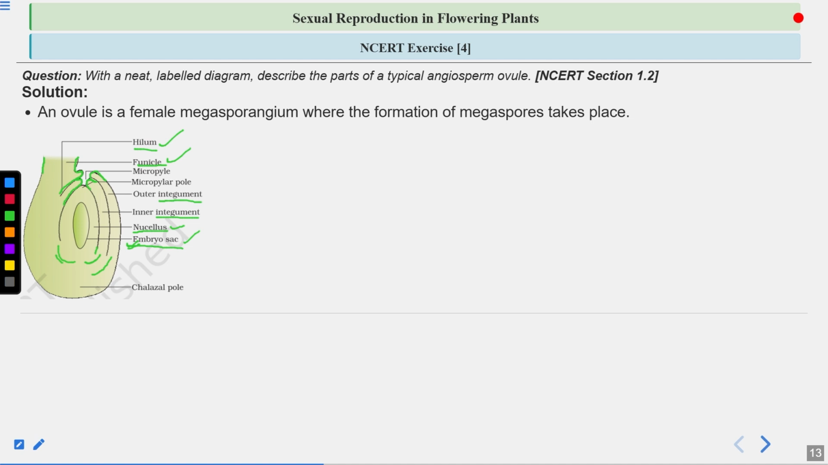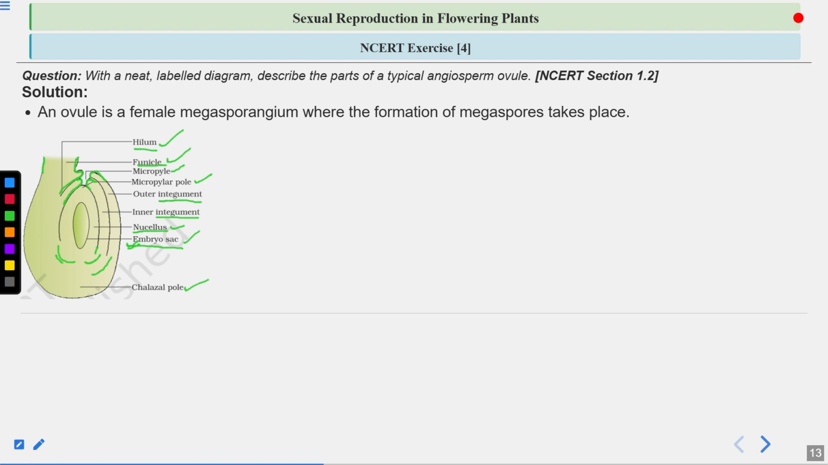Now here you can see the micropylar pole and chalazal pole, right? At the chalazal pole, you can see the integument starts dividing and moves towards the nucellus side. And at the micropylar pole, how is this pole formed? This pole is formed by the integuments. The integuments from both sides unite, but at one particular point they do not get joined, and there is a suture, or you can say a pore-like structure, that is called the micropyle.